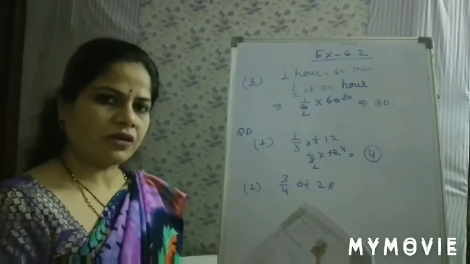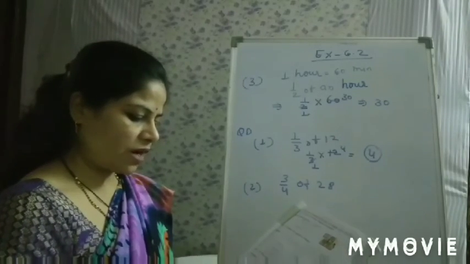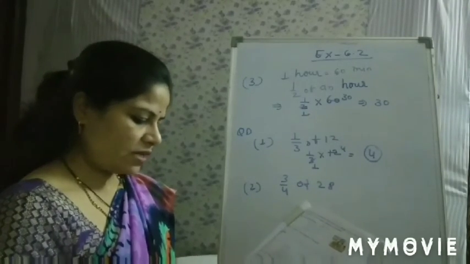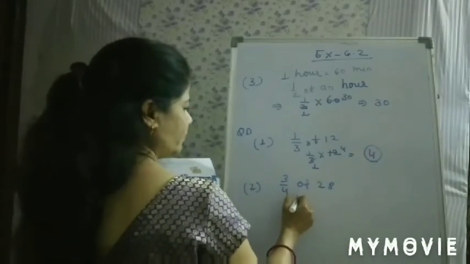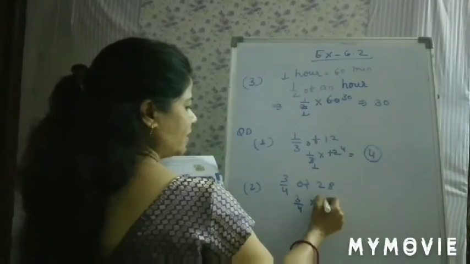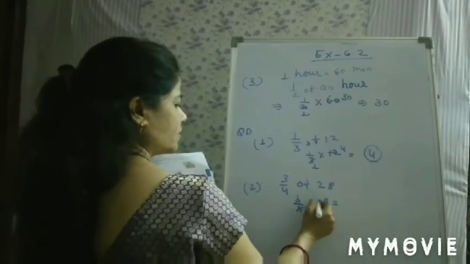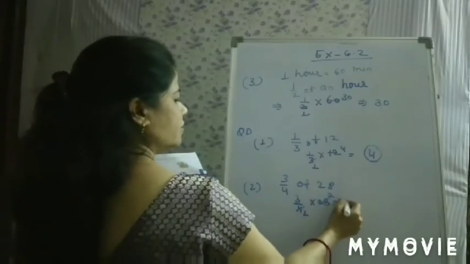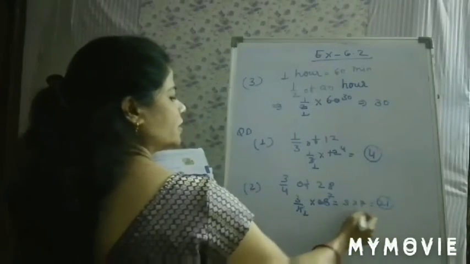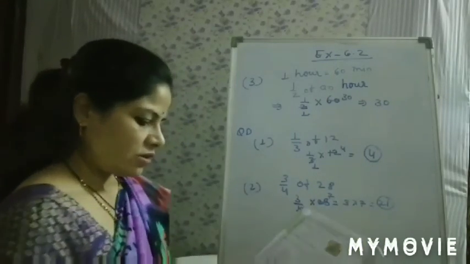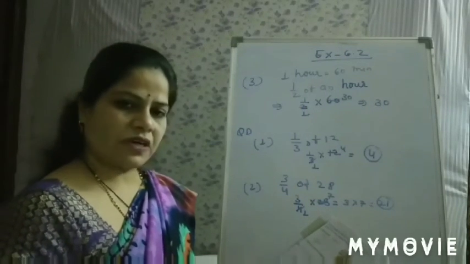So how many bicycles were red? 4 bicycles were red. Now second one, 3 by 4 of the 28 flowers were roses. How many roses were there? So you have to find 3 by 4 of 28, means 3 by 4 multiply by 28. Now divide 28 by 4. 4 1s are 4, 4 sevens are 28. Then 3 into 7. 3 sevens are 21. What are you getting here? 21. So how many roses were there? 21 roses were there.